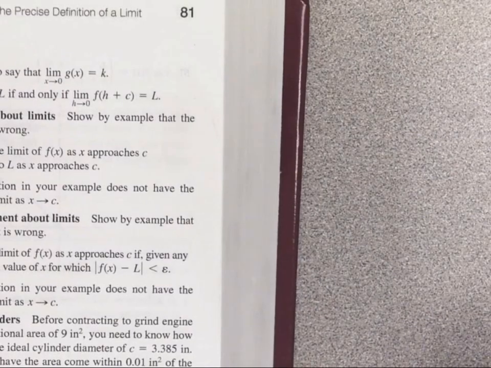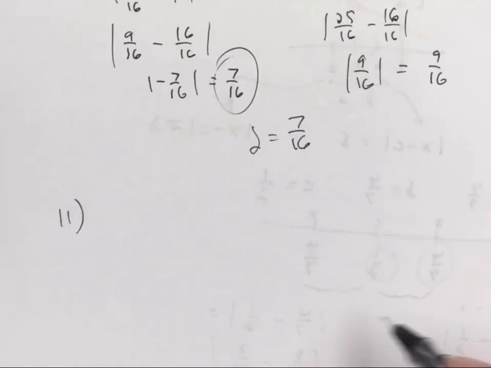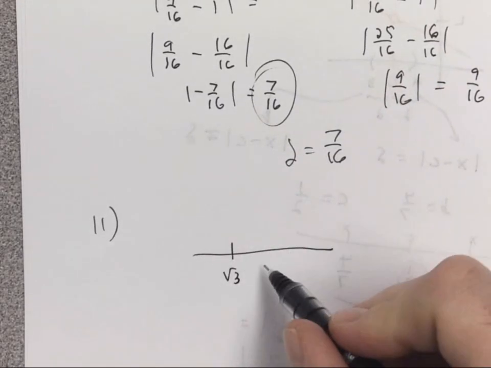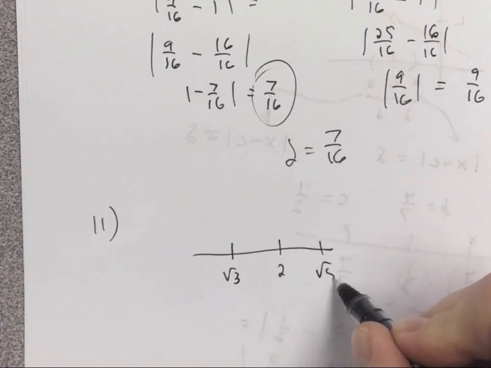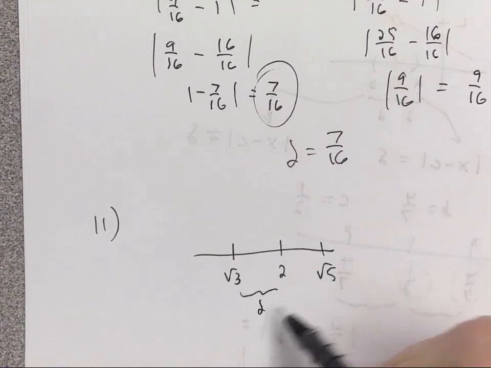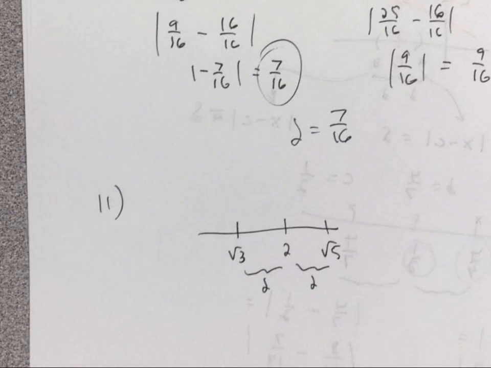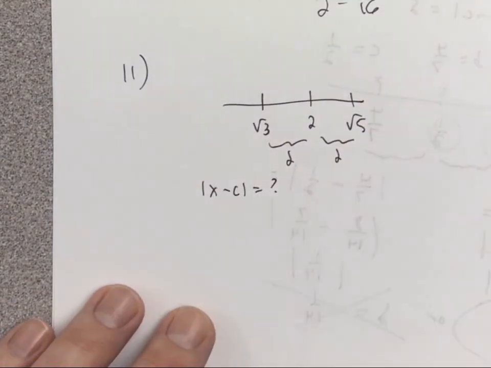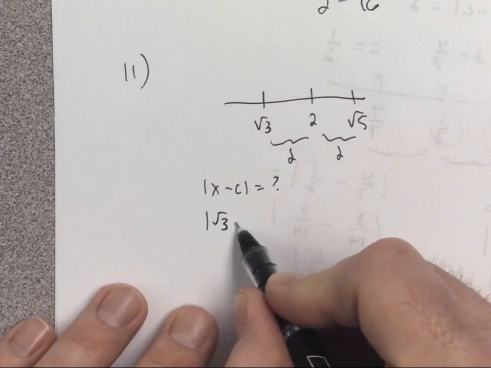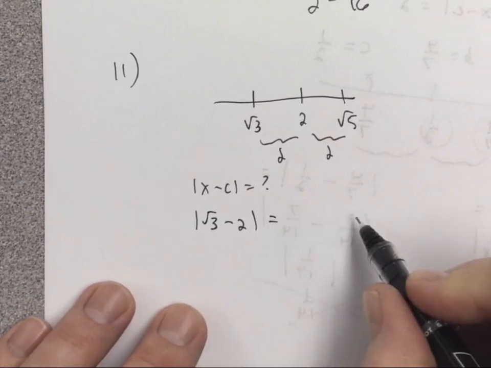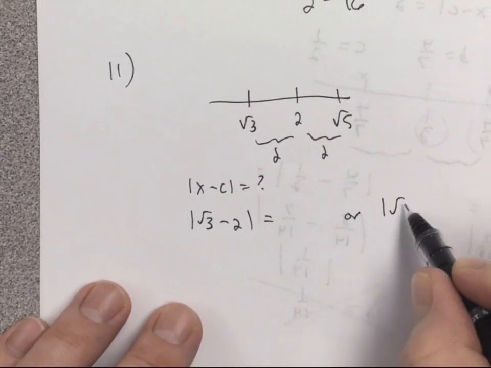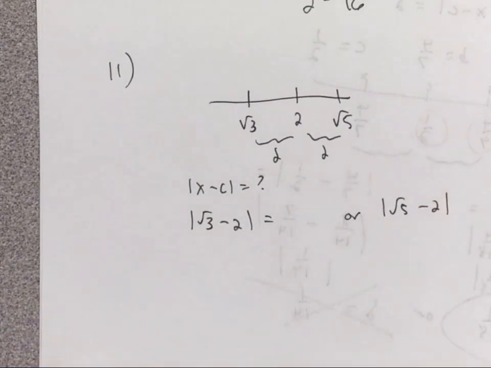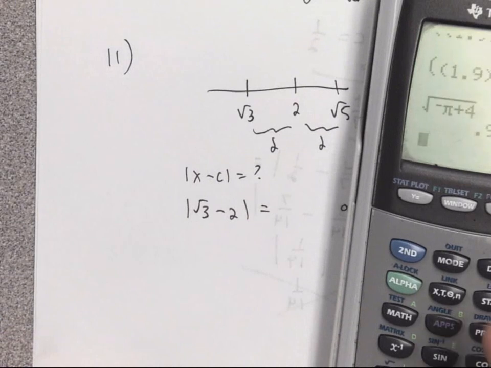So again, for number 11, the only thing we're really concerned about is that horizontal axis. And I have root 3, I have 2 somewhere here, and I have root 5 over here. So I need to remember that these represent your deltas, and whatever one's smallest is going to be your delta. So I'm going to check the absolute value of x minus c and figure out what we have here. So the absolute value of root 3 minus 2 is equal to, and then I'm also going to try the absolute value of root 5 minus 2. I don't know what these are, so we're going to plug them in.